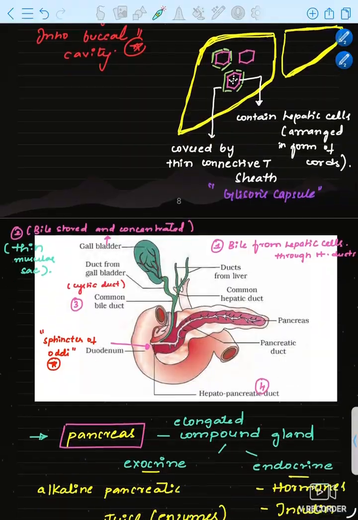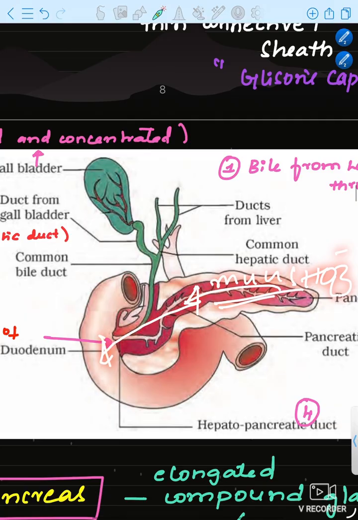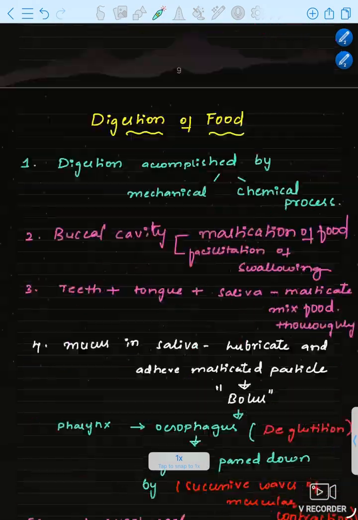I think I should go back. Here, mucus and bicarbonate ions will be released into the duodenum. These are alkaline, to neutralize the acidic contents coming from the stomach.